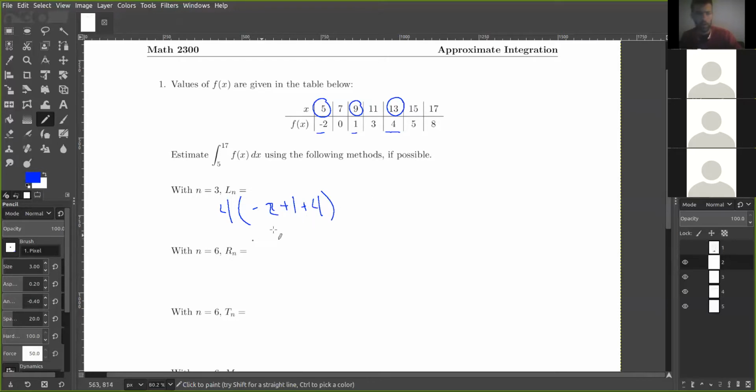Unfortunately, I don't think I can erase these. For n equals 6 with the right-hand sum, the reason we need 7 values is the spaces between them. 5 to 7 is one space, 7 to 9 is another space. There are 6 spaces. We just have to use whichever endpoint on the spaces. So with the right-hand sum, we would want to use all the values, at least the right 6 values.